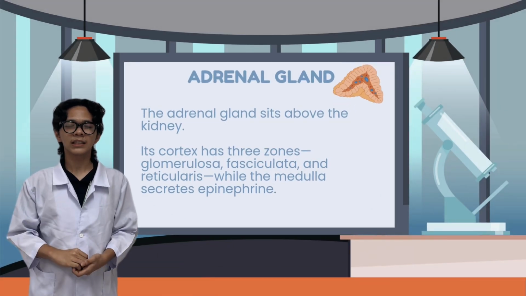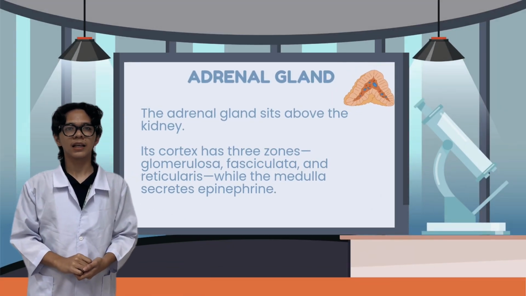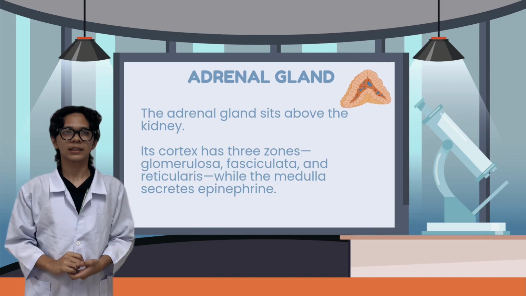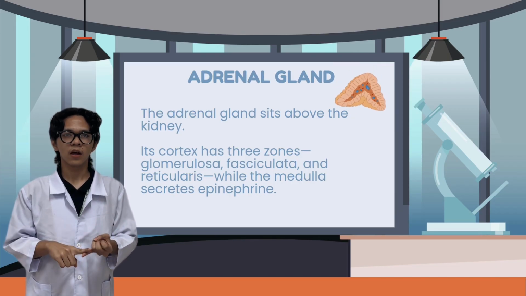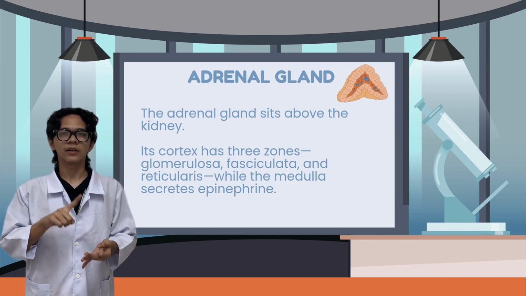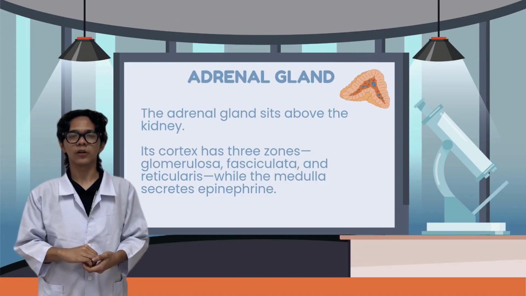Following that, we examine the adrenal gland. The adrenal gland sits above the kidney. Its cortex has three zones: glomerulosa, fasciculata, and reticularis, while the medulla secretes epinephrine.